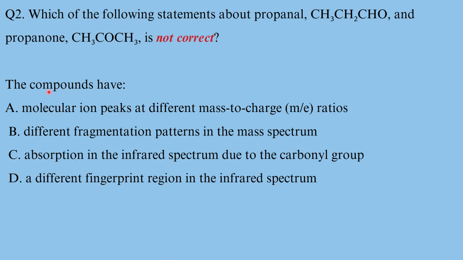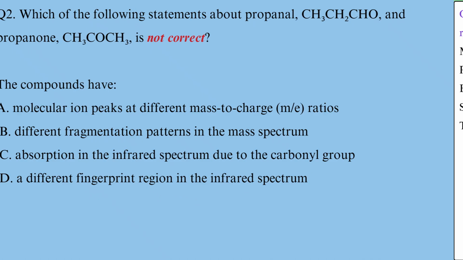Now they have given these four options based on these two compounds, propanol and propanone. The first option is that propanol and propanone both have molecular ion peaks at different mass to charge ratio. Second option is that both of them have different fragmentation patterns in the mass spectrum. Thirdly, they both have absorption in the infrared spectrum due to the carbonyl group. And lastly, a different fingerprint region in the infrared spectrum. So let us check all four options one by one.